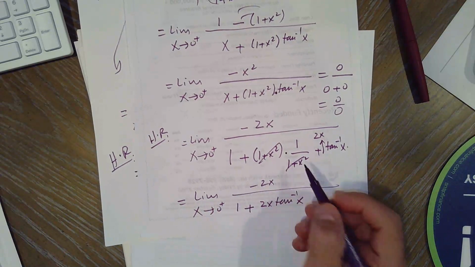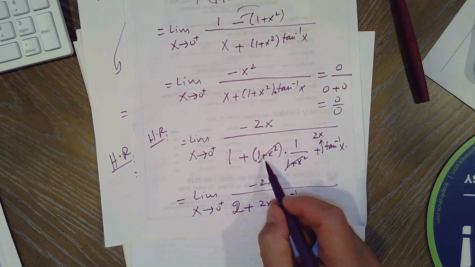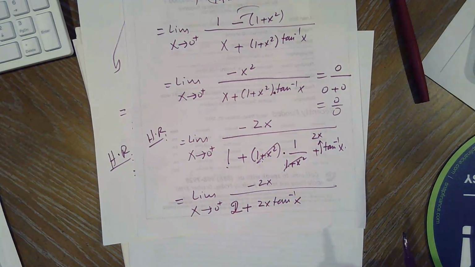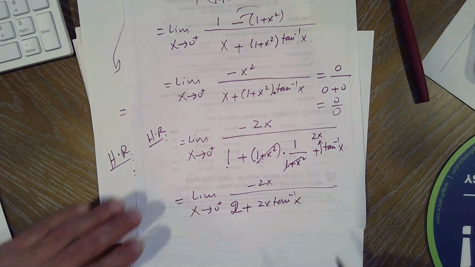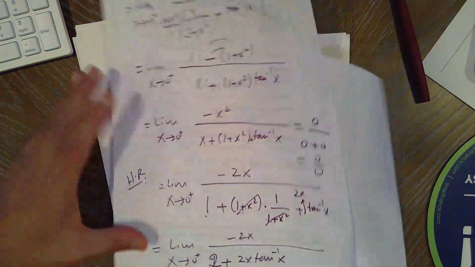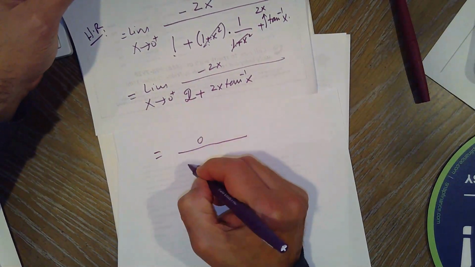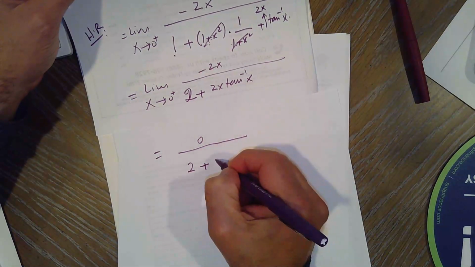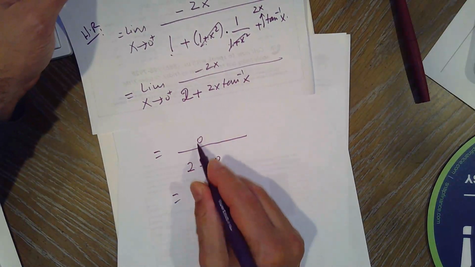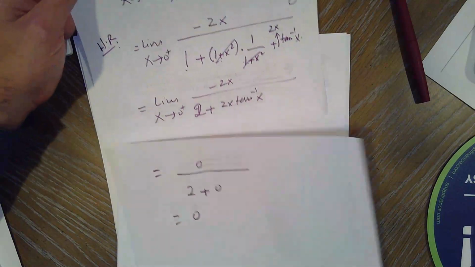It's 2. 1 plus 1 is 2. Sorry, should be a 2 there. All right, that's a 1 and that's a 1, 2. Okay, so now if we put in the value of the limit, what do we get? So we get negative 2 times 0 is 0 over 2 plus 2 times 0 times 0 is 0. Wow, good for us. 0 over 2 is 0, and that's the answer.